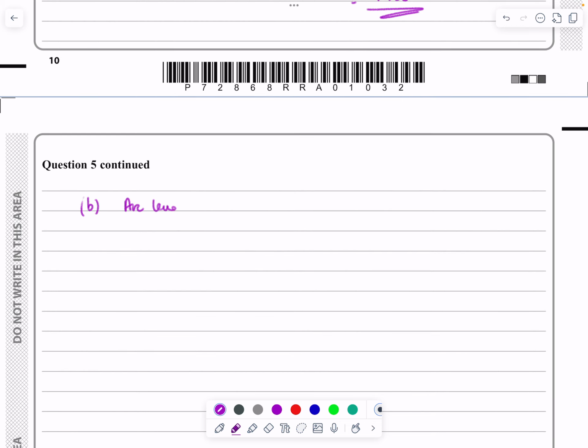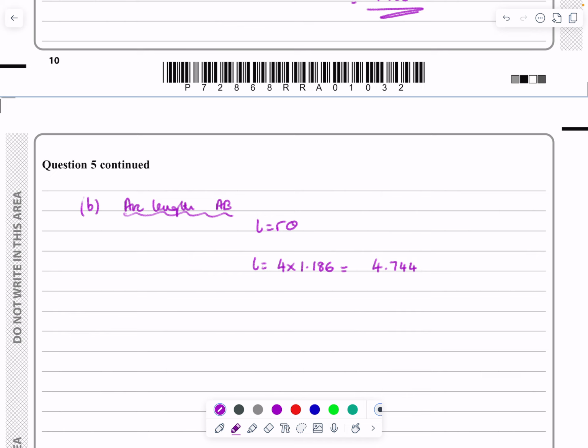So for part B, arc length AB, L is equal to r theta. So that's nice and easy. We've just worked out what theta is. So L is equal to 4 times, what was it, 1.186. So that gives me 4.744 meters.